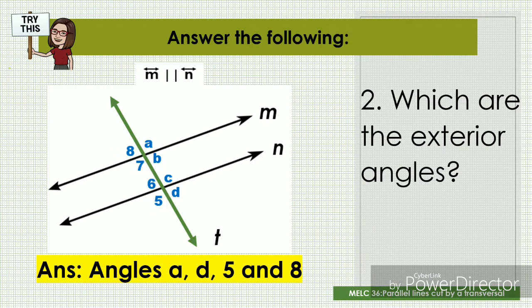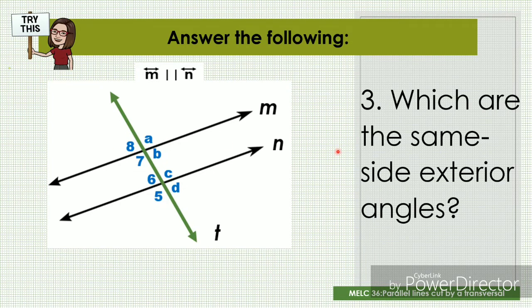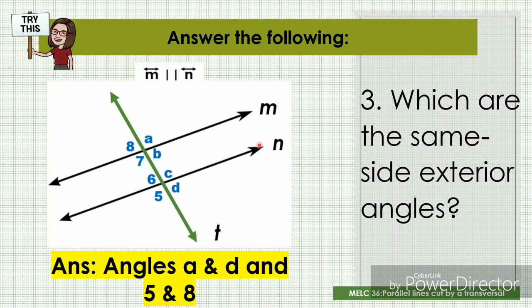Very good. Now, which are the same side exterior angles? Ayun, natanong, same side exterior. So, alin-alin kaya yan? Dapat nasa parehang side ng transversal tapos exterior angles sila. And they are angles A and D. Ang magka-partner, 8 and 5 or 5 and 8.